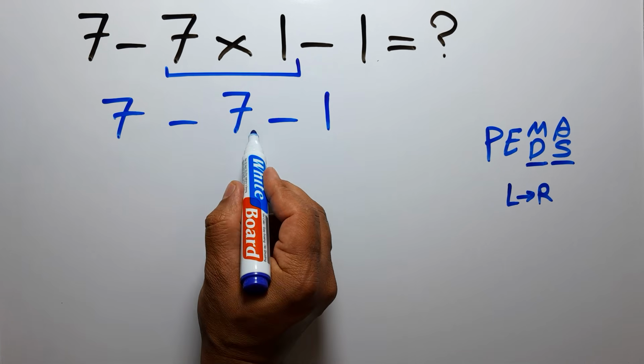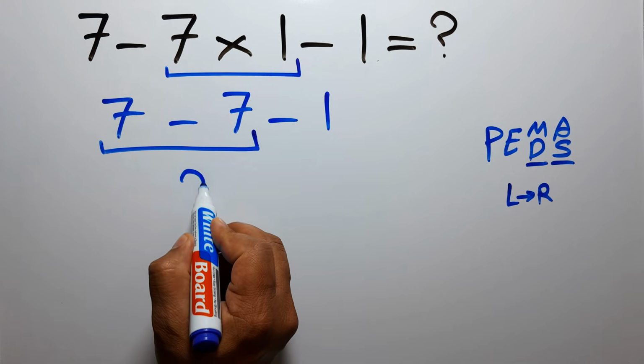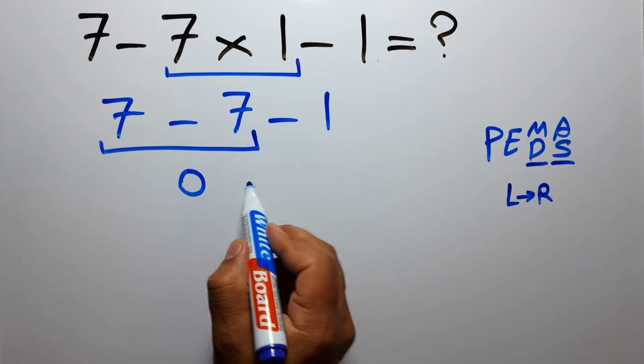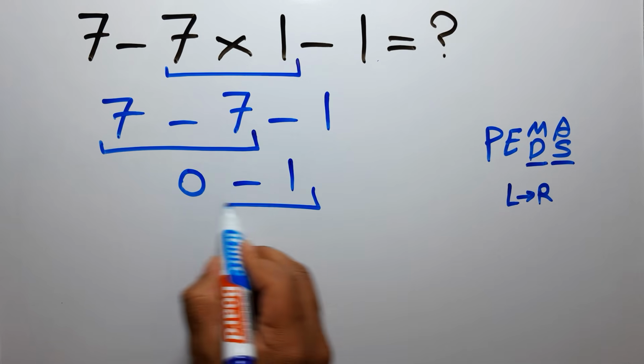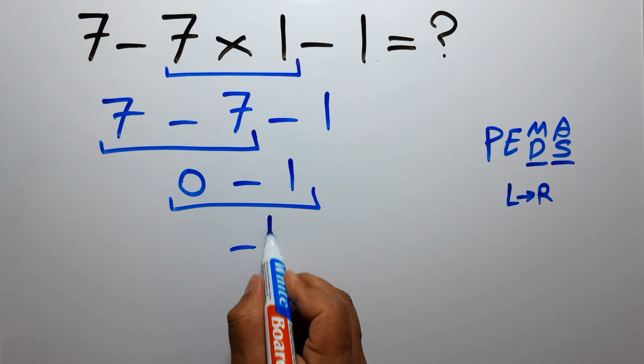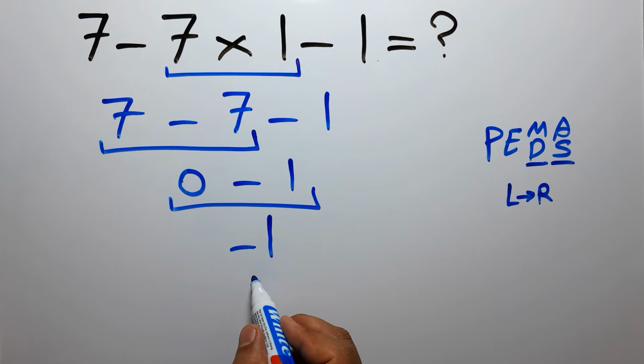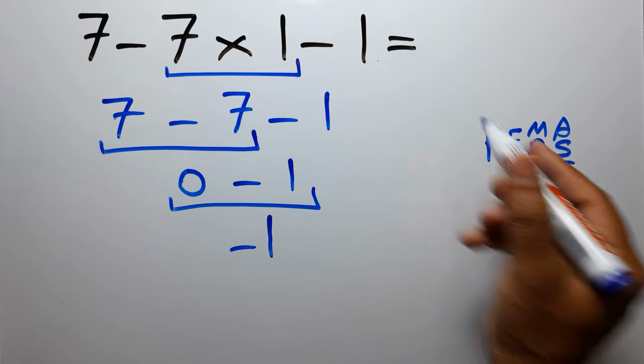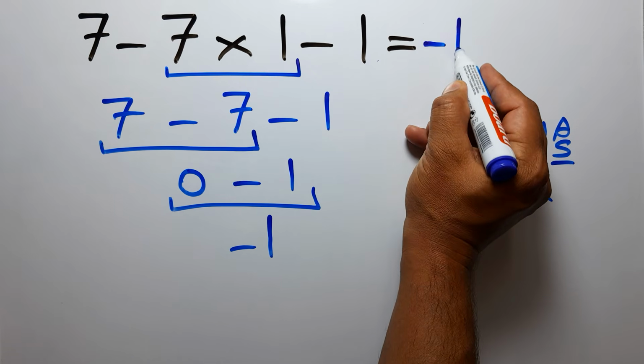7 minus 7 gives us 0. So we have 0 minus 1, which equals negative 1. And this is our final answer to this problem. The correct answer is negative 1.